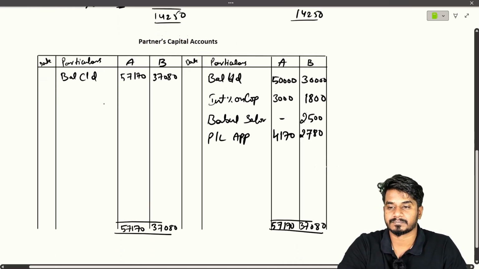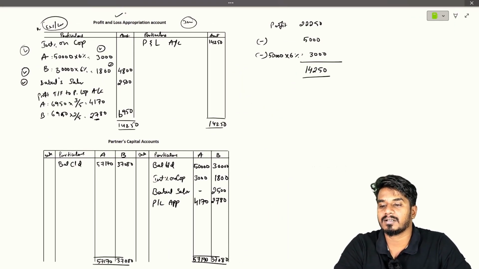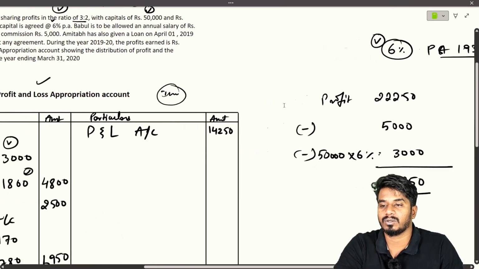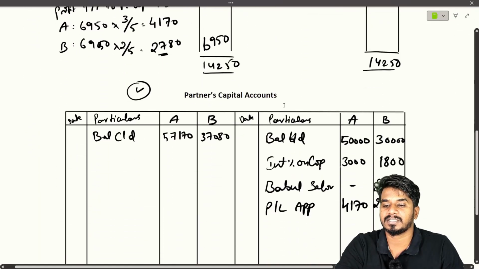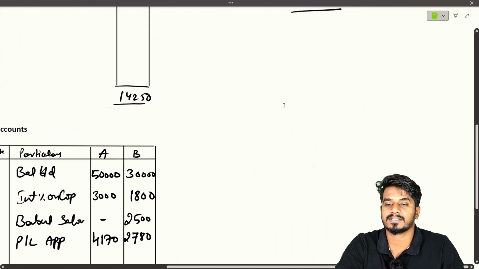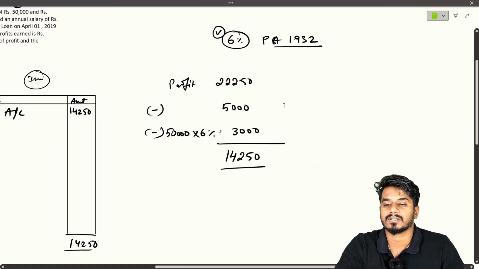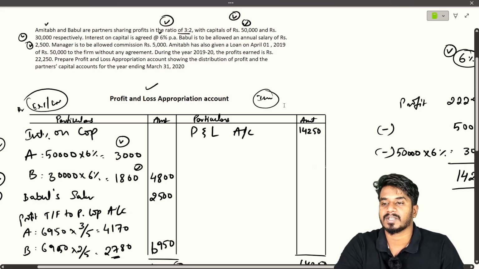So that's it. We prepared the P&L appropriation account and also the partners capital account with this question. So kindly note down all the points: P&L appropriation, partners capital account. Take a screenshot, and here is the calculation also. Fine. Did you understand? Yes.